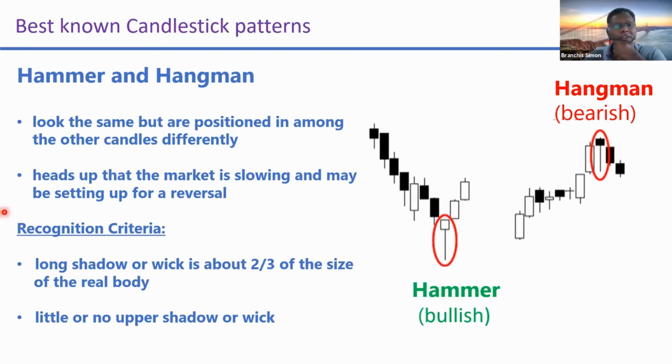Okay. So there are certain criteria that you need to follow, especially for the hammer. The long shadow, when I say long shadow, this is the shadow, and this is the body. The long shadow or wick is about 2/3 of the size of the real body. So if this is the size of the body, this shadow is supposed to be 2/3 minimum. Then it gives you the confidence that this is a hammer, and you can use this as an indicator for you to go into a trade.